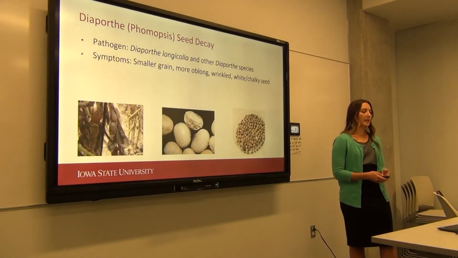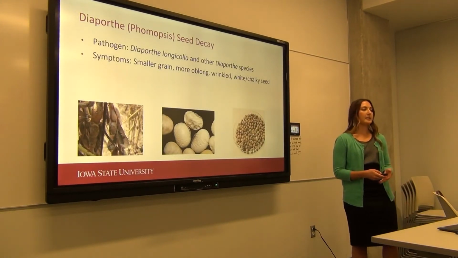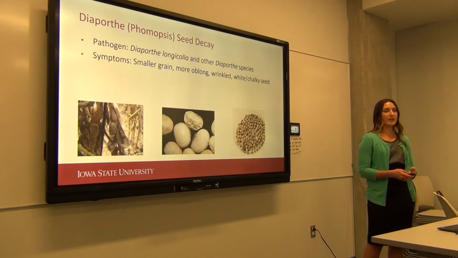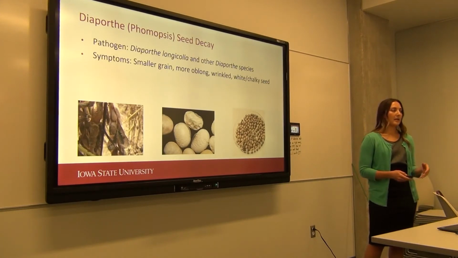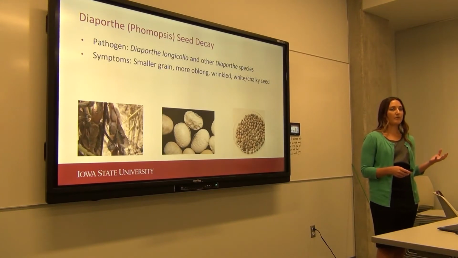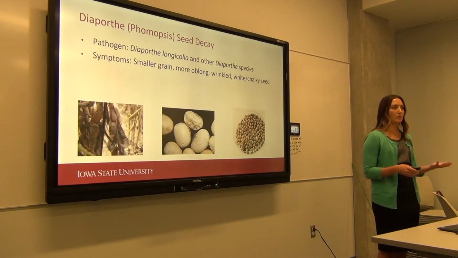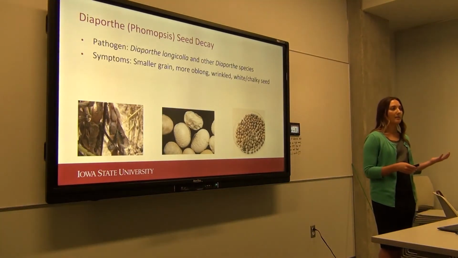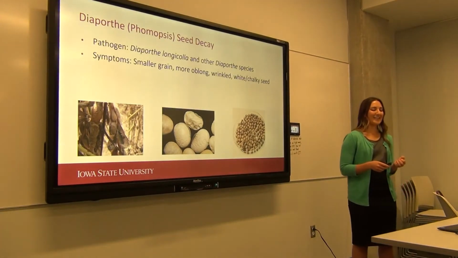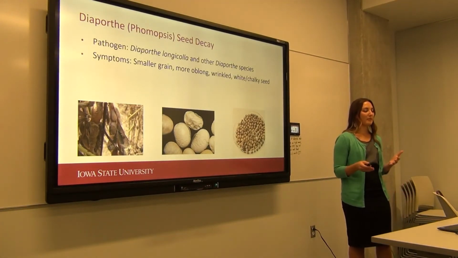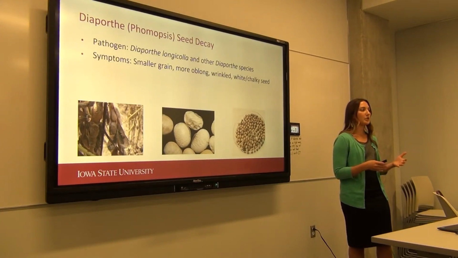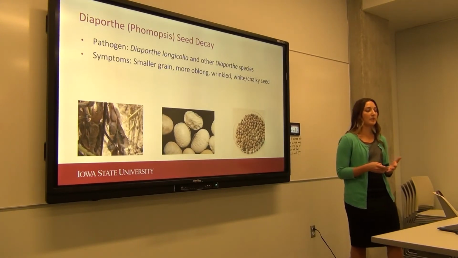Phomopsis seed decay, or Diaporthe seed decay, is caused by Diaporthe longicolla and other Diaporthe species. The reason I have both names there is that, due to the one fungus, one name movement, Phomopsis is kind of the old nomenclature at this point, because it is the anamorph of this fungus. Now it's commonly referred to as Diaporthe instead. So it's been suggested recently to change the name from Phomopsis seed decay to Diaporthe seed decay.